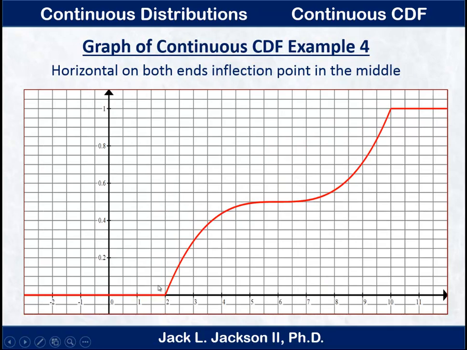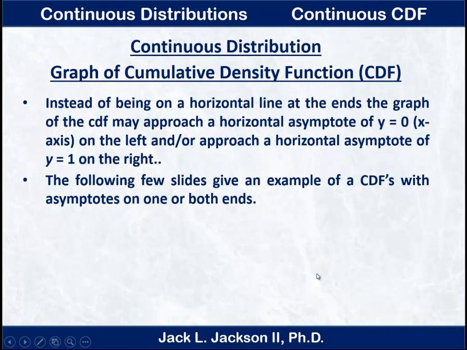Now the next one has some concave down and then some concave up. It could increase any way we want, but this one is increasing the whole time. It cannot come back down. This one has an inflection point in the middle, but it's still increasing and then level on the ends. Now instead of having a horizontal line at the ends of the graph, the CDF may approach a horizontal asymptote of y equals 0, that is the x-axis, on the left, and or approach a horizontal asymptote of y equals 1 on the right.